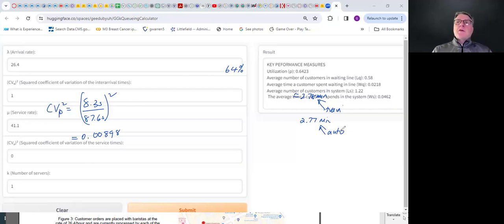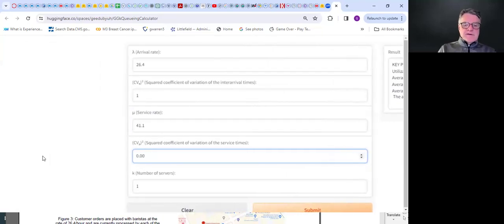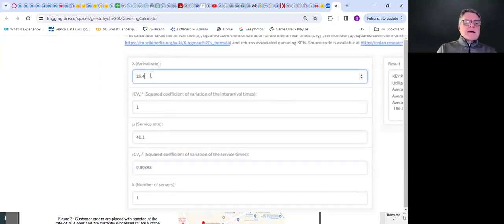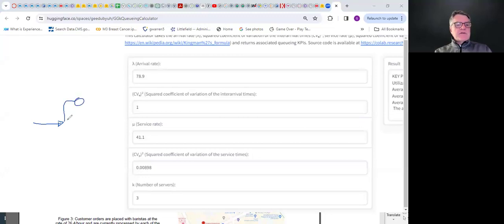Now, could we do training and automation? Sure, let's have a look at that. I'm going to put the training number in, so that's 0.00898. And then we go back up to an arrival rate of 78.9, and I've got 3 servers. So let me outline what I'm doing here. I'm pooling the orders, got one line, and I distribute them to these baristas.